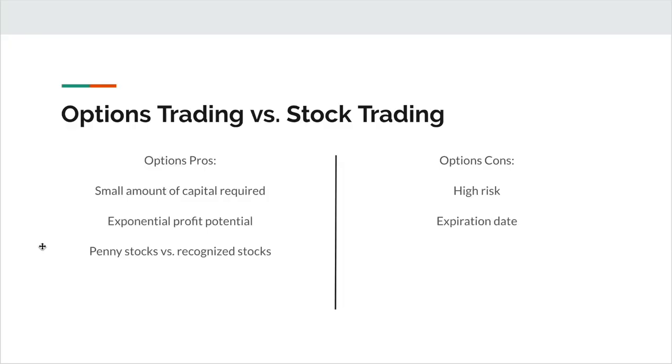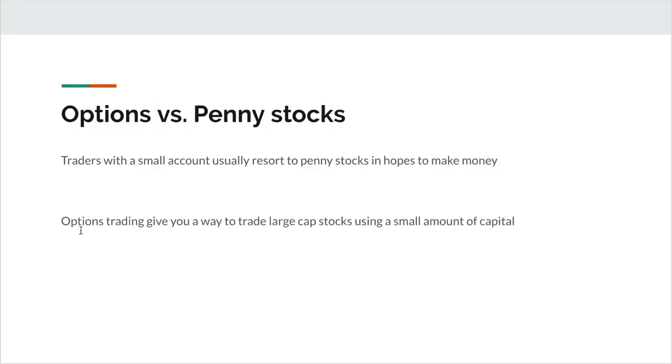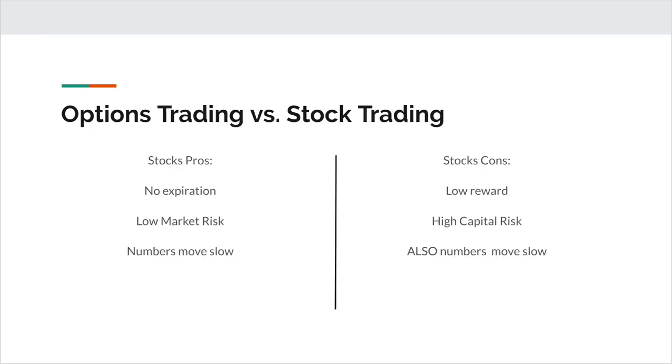If you only have $2,000 in your account, options trading is perfect for you because you don't have to resort to penny stocks. If you trade penny stocks, you're trading in companies that you likely don't know. It's not so easy to figure out those companies. It's not so easy to read those charts. Therefore, you're risking a lot when you're trading penny stocks or stocks under $10 because you're not really seeing them in the news. You're not really seeing their numbers clearly. Options trading gives you a way to trade large cap stocks using a small amount of capital.